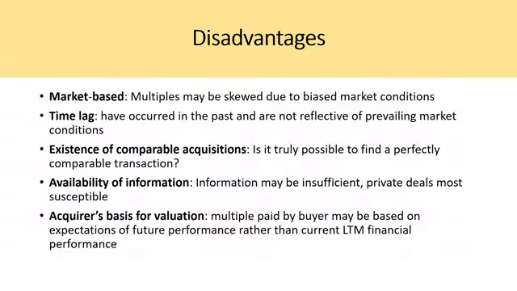And finally, there's acquirer's bias for valuation. A multiple paid by a buyer may be based on expectations of future performance rather than current last twelve months financial performance. So if you're going through your precedent transactions analysis and you see that one previous transaction, like the medians, the average, the EV to EBITDA and the equity value to net income of that respective transaction is just completely off, significantly higher than everything else, it's probably because that respective buyer was really, really optimistic about the future and decided that, yes, we can pay a very high premium just to really get this business and add it to our current portfolio.